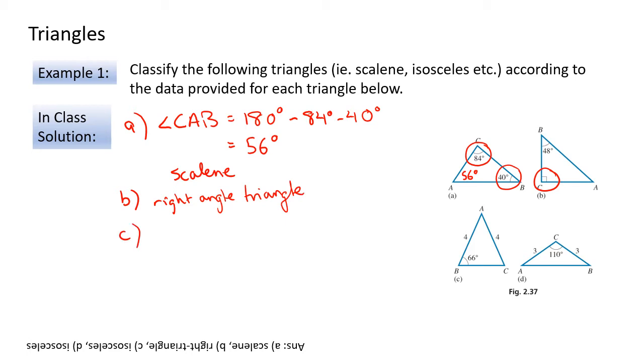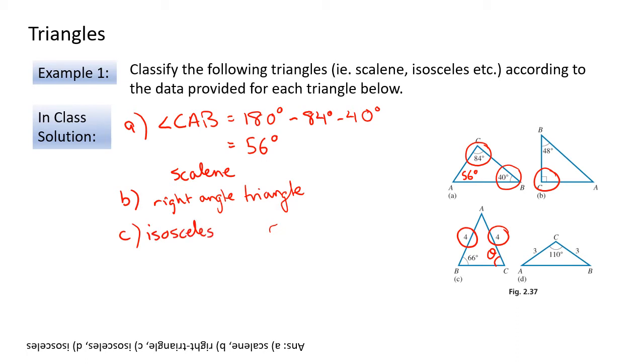For C, similarly, we see that we have two sides that are the same. So that means that this angle must also be the same, and this must be an isosceles triangle.